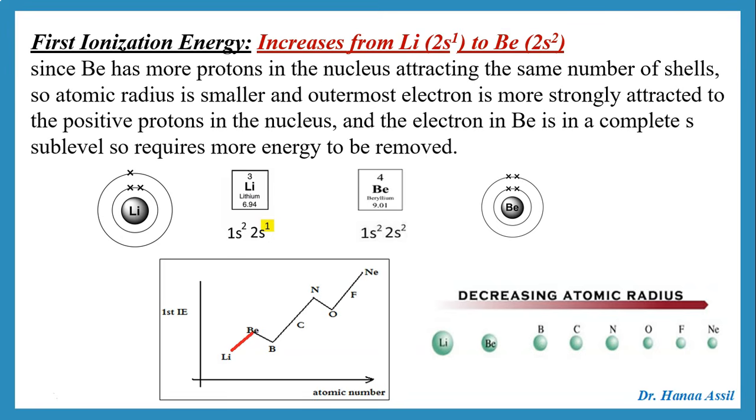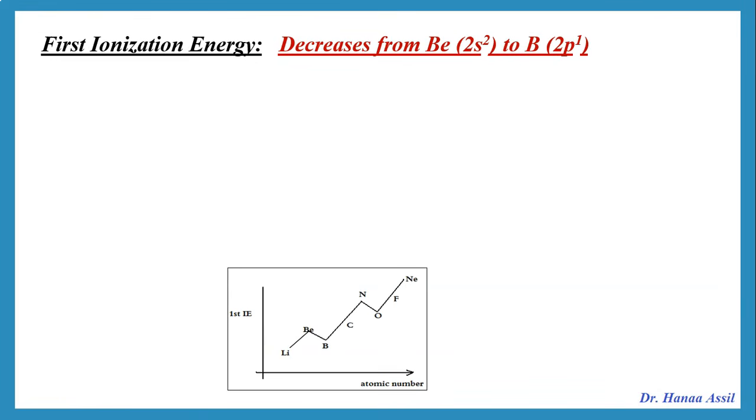Lithium has 3 protons attracting the same number of energy levels, so the atomic radius is decreasing. So with beryllium, the atomic radius decreases because it has more protons attracting the same number of shells. The atomic radius is smaller, so the outermost electron is more strongly attracted to the positive protons in the nucleus. And besides, you're taking the electron in the beryllium from a complete s sublevel, and we said this is more stable than a 2s1, so it requires more energy to be removed. Please note how we explain all of this.